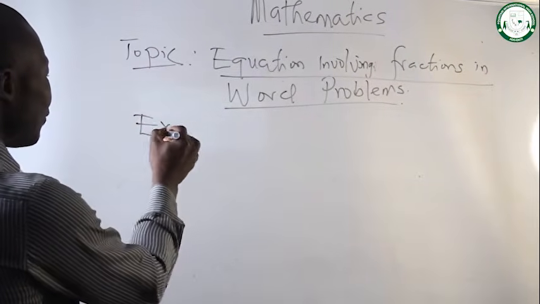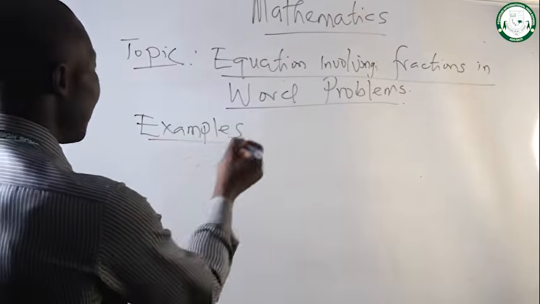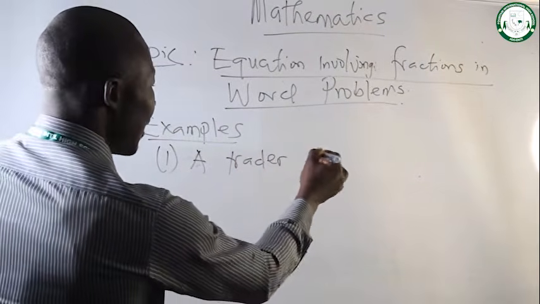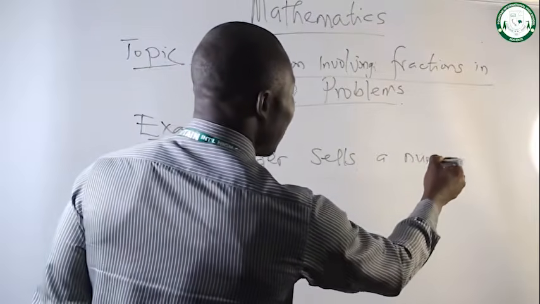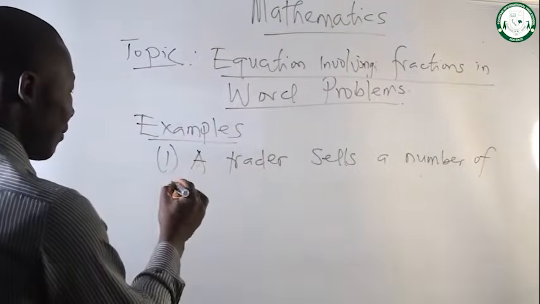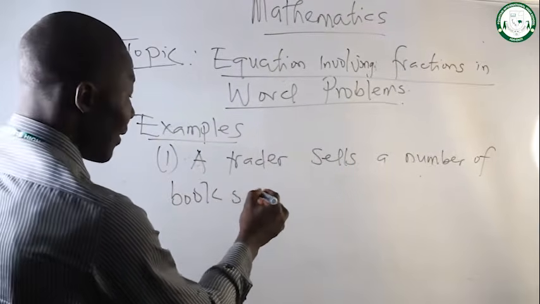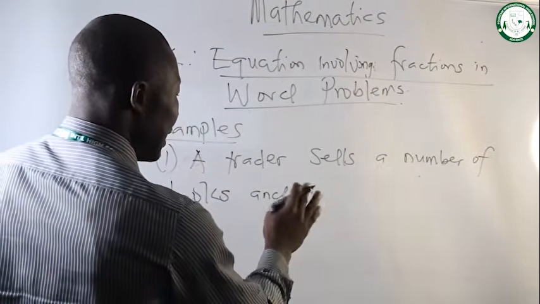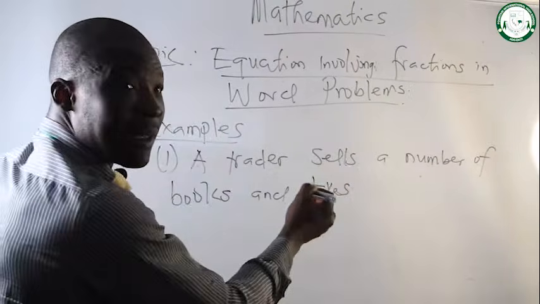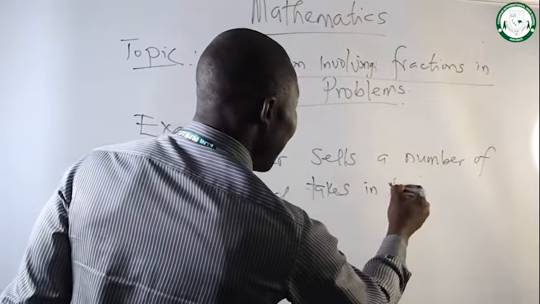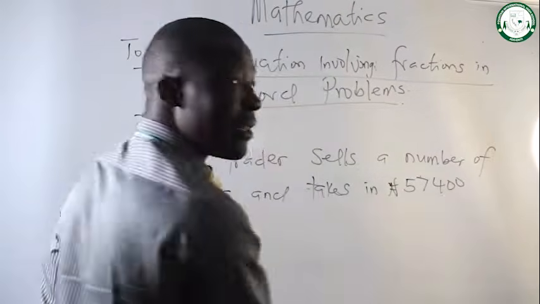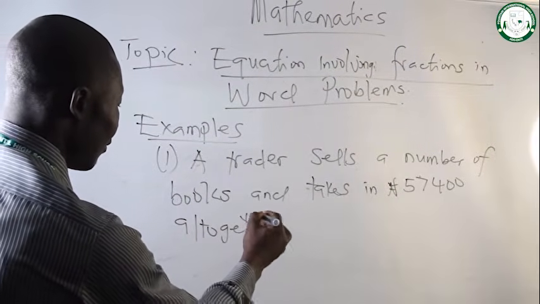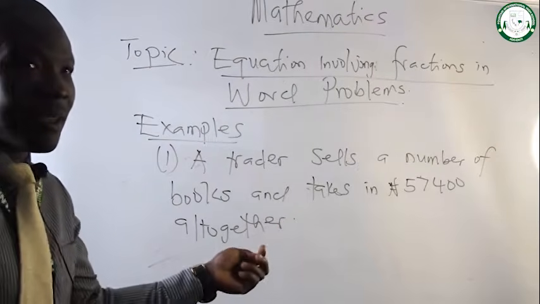Let me take some examples. Number one, a trader sells a number of books and takes in 57,400 naira altogether. This is what a trader sold.